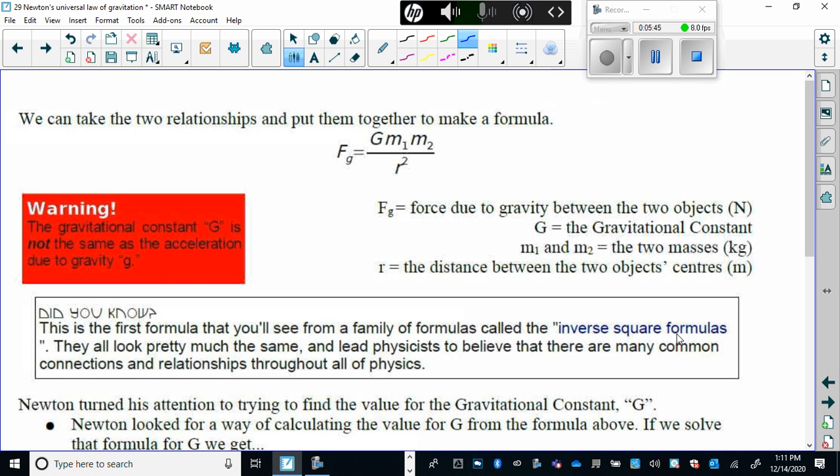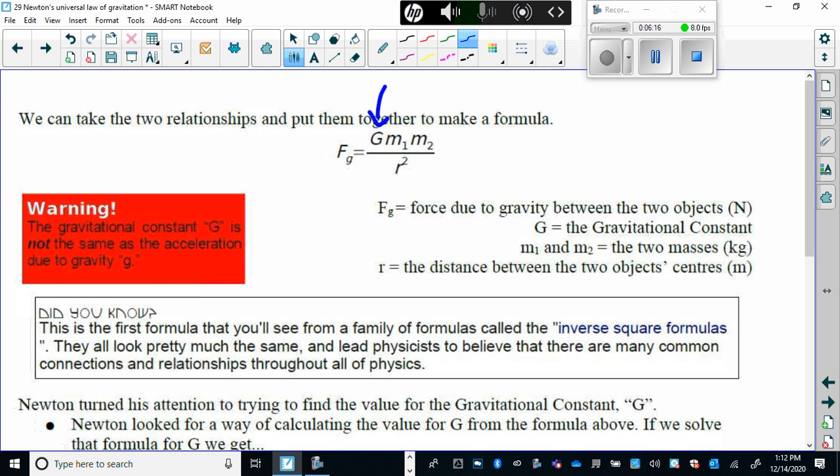Okay, now, we can put those two ideas together, but I said Newton wanted an equation, not just the relationship. He wanted an equation. And to make this equation work, you need big G. Big G is the gravitational constant. And big G is simply, very simply, a number that will make the formula work for every mass in the universe.